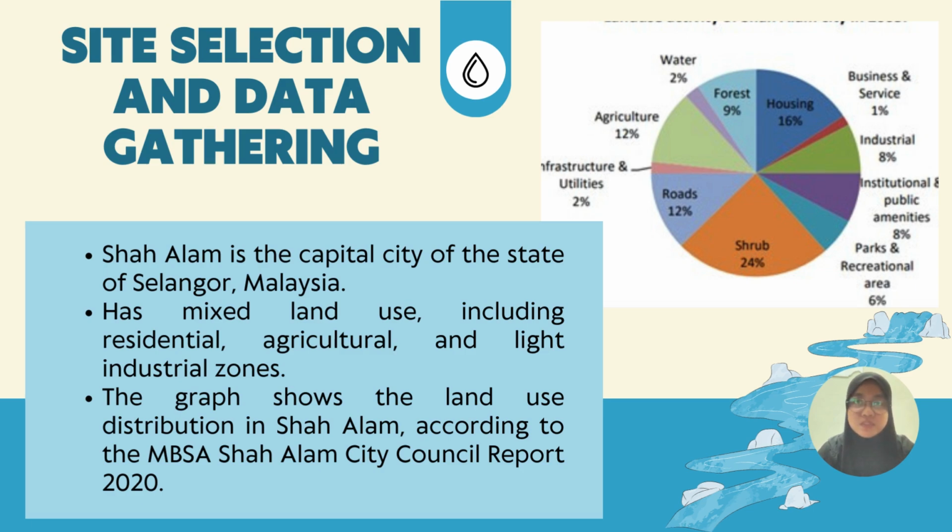The graph shows the land use distribution in Shah Alam according to the MBSA Shah Alam City Council Report 2020. Shrubs cover 24% of the area, while accommodation and housing areas occupy 16%. The road and agriculture each take up 12% of the land, and the industrial zones each account for 8% of the area.